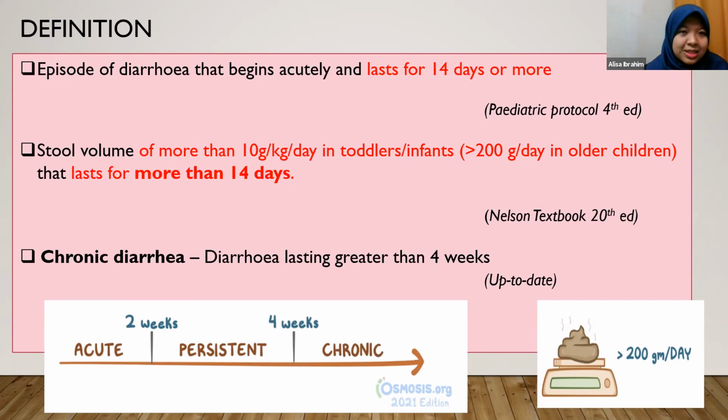However, according to some resources, such as UpToDate, chronic diarrhea is diarrhea lasting greater than 4 weeks. According to them, persistent diarrhea is diarrhea that lasts for 14 days, and chronic diarrhea is diarrhea that lasts for more than a month.